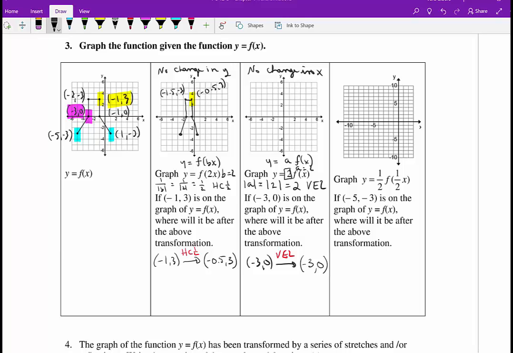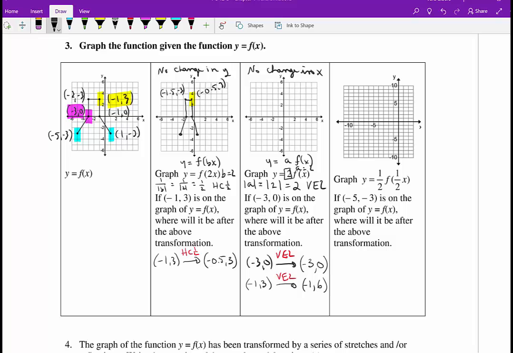And invariant points for vertical stretches are on the x-axis. Okay, so let's pick another point then. Why don't we pick the same one that we did on the first column and see what happens to that? We have -1 and 3. We're going to apply a vertical expansion of 2 to our y-coordinate. So our first x-coordinate stays the same, but 3 times 2 is 6, so it becomes -1 and 6.